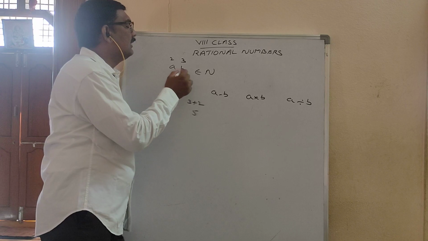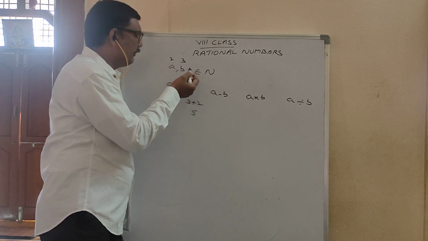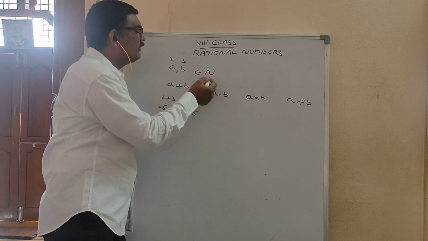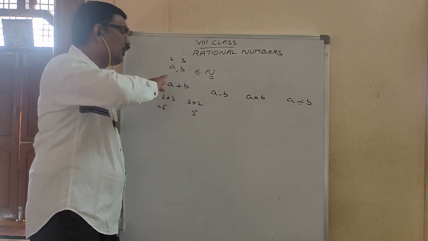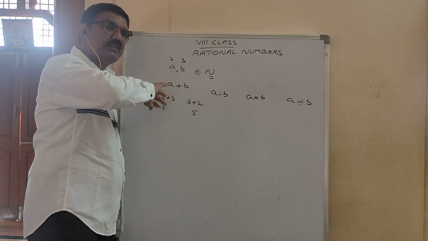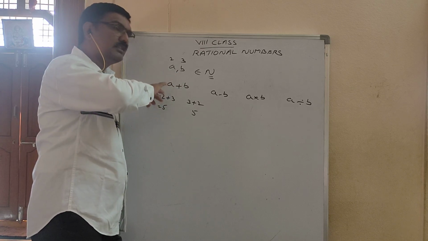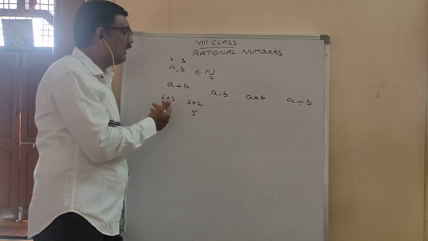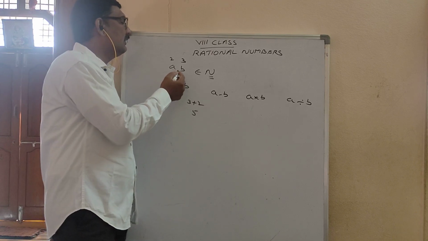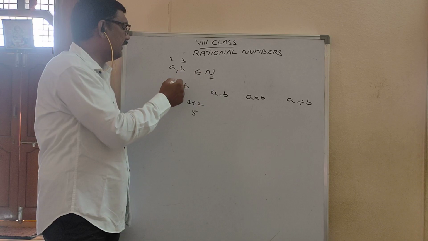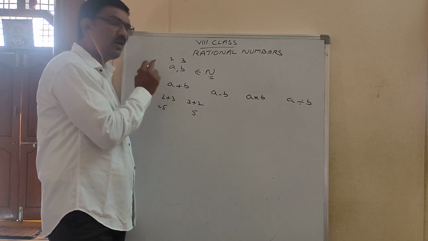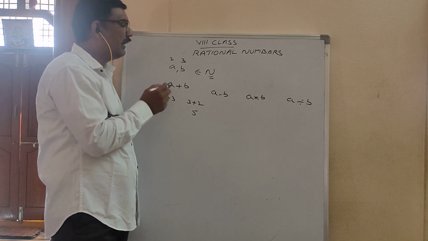You can take any 2 numbers from the set of natural numbers. You should do the addition of 2 numbers, once A plus B, next B plus A. The result will be the same. So you can write that the set of natural numbers is satisfying the commutative property under addition.